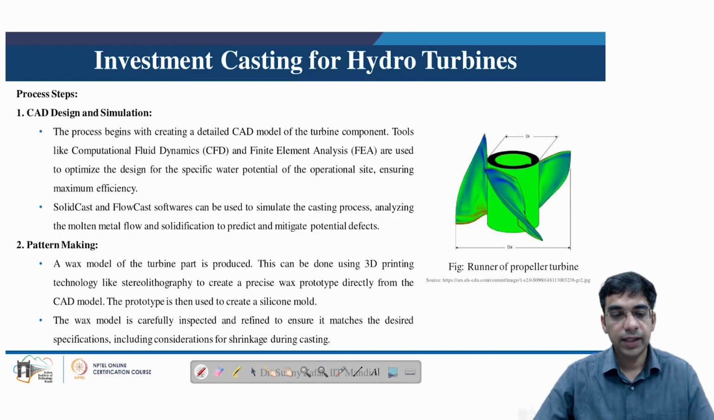So now if we look at the process for investment casting for hydro turbines, what are the modern updates in this process? The process steps in this regard have changed, and now we have utilization of computer aided design and simulation. The process begins with a detailed CAD model of turbine components. Tools like computational fluid dynamics and finite element analysis are used to optimize the design for specific water potential of operational sites, ensuring that there is maximum efficiency.